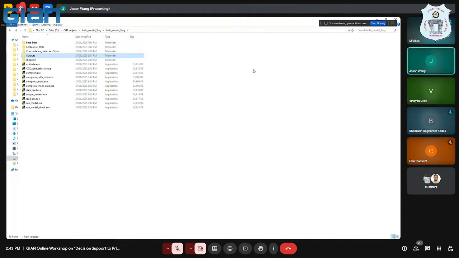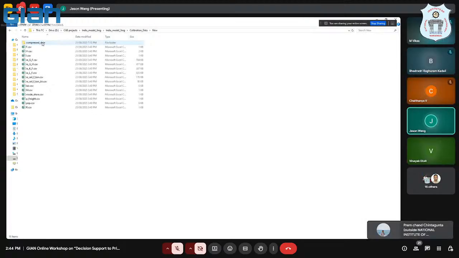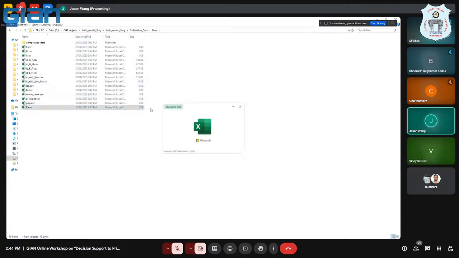Sure thing. So in terms of the input data, most of that can be found in this model in the calibration data folder here. If you open up this folder, you'll find a couple of CSV files. These CSV files are the input files for this particular model. As an example, these are all coded, so the names here don't mean much to us. But let's take a look at an example.